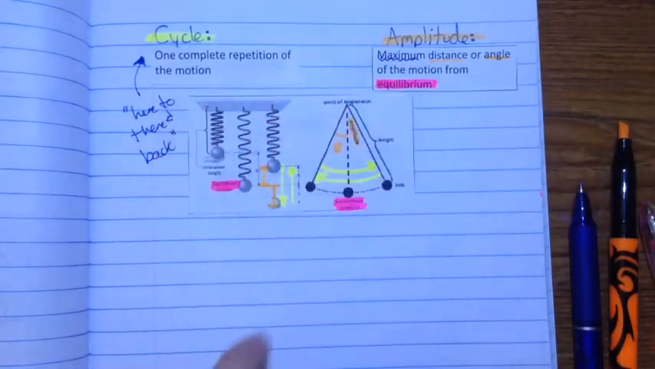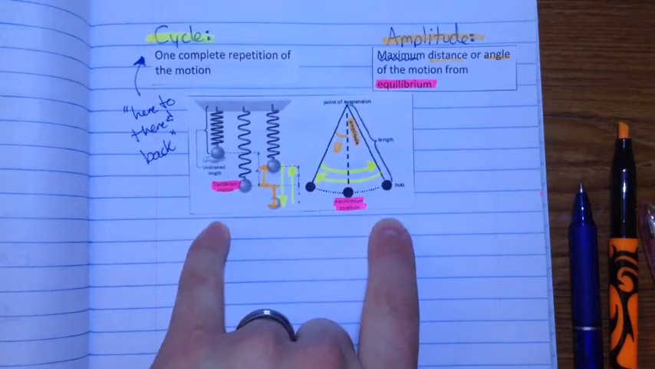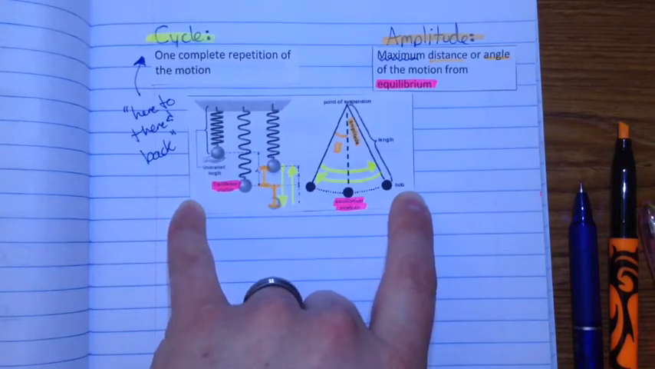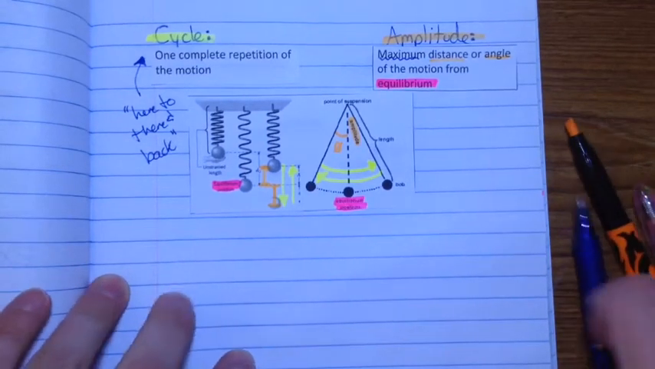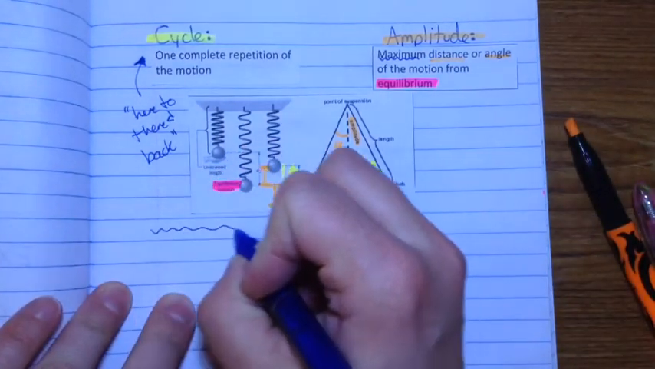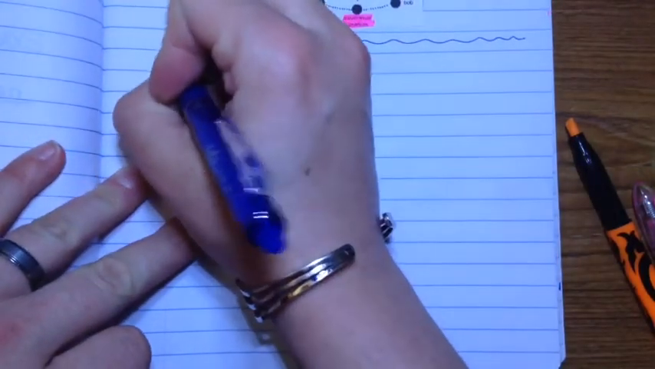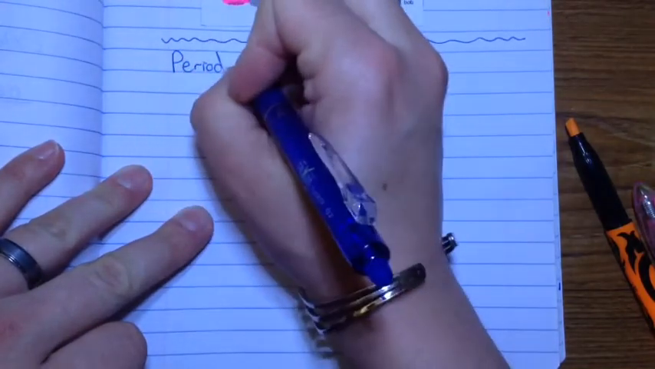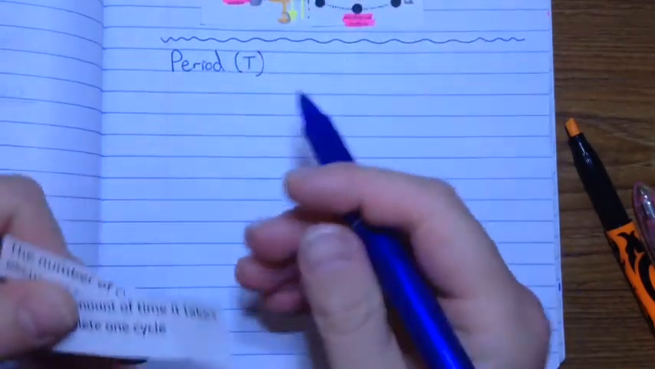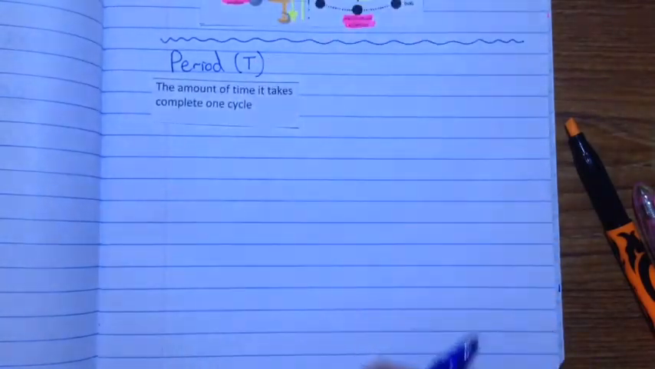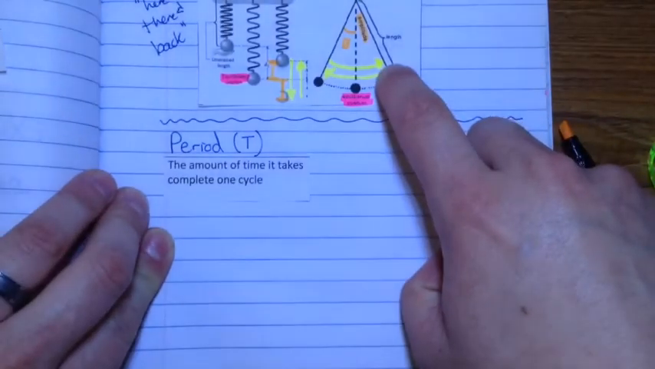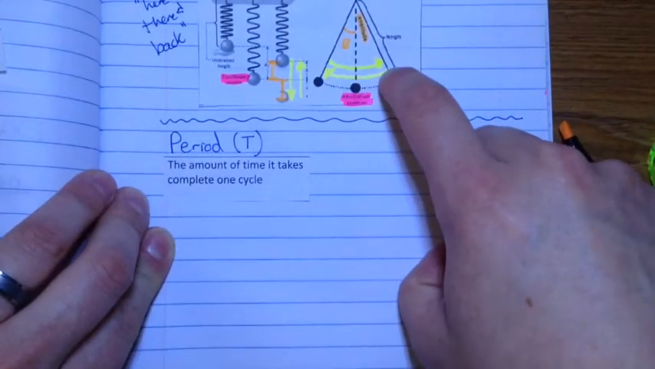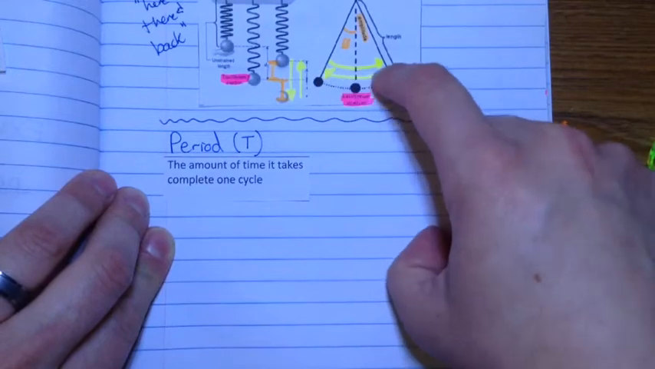Cycle and amplitude are two ways to describe the motion and the dimensions of a pendulum. Now, little squiggly line there in your notes. Now we're going to discuss two variables. Period, which is an uppercase T, is the amount of time it takes to complete one cycle. So one cycle, the amount of time it takes to go from here to there and back. From here to there and back, one cycle.